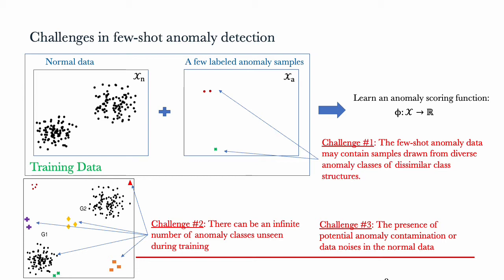The second challenge is that we can only access a very small number of anomaly classes, anomaly categories. So there can be an infinite number of other anomaly classes unseen in training. And how can we take these unseen anomaly categories into consideration? That's a big challenge. And of course, as with many other machine learning algorithms, the data we have access to might be noisy, which means some of the labeled anomalies may actually be from the normal data. We need to make the algorithm robust to this kind of noise.